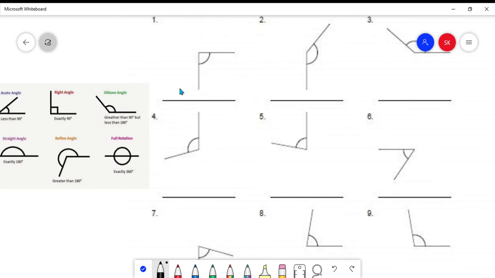So I'm going to put right. I'm just going to put right to save time. So you should know, right angle there. And next one, obtuse angle. So, obtuse.